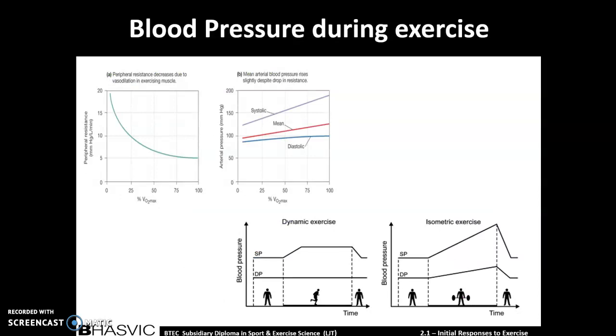During isometric exercise, however, systolic blood pressure increases, but diastolic blood pressure also increases, differently to dynamic exercise, where diastolic blood pressure was constant.